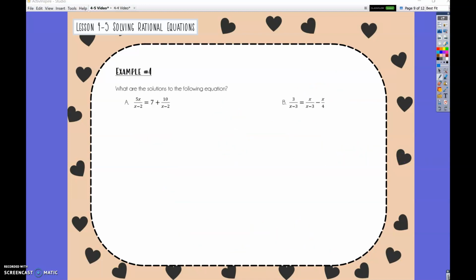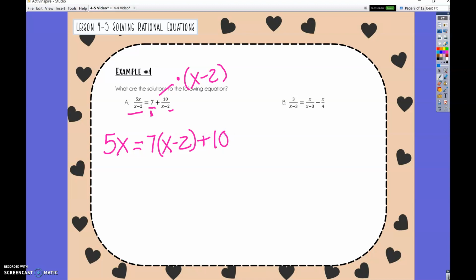For example 4, it's pretty much the same thing. They just give us a whole number here. Remember this whole number 7 is like over 1. So we would say, well, that does not have this common x minus 2. So let's give it that by multiplying by x minus 2 on both the top and the bottom. So the 5x would be the same because it doesn't need any more to its denominator. We'd take 7 times the x minus 2 because that needed that common denominator and add 10. I'm not going to write the denominator anymore because it would actually simplify out. Since they all have it, we could multiply by it and it would go away.